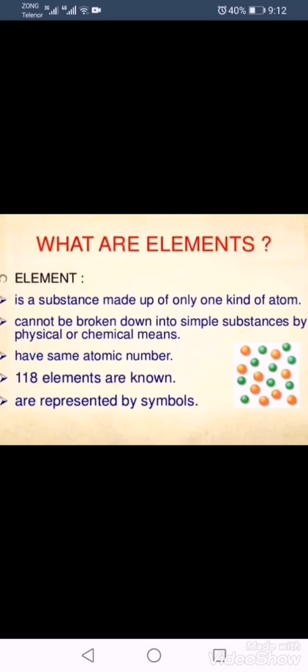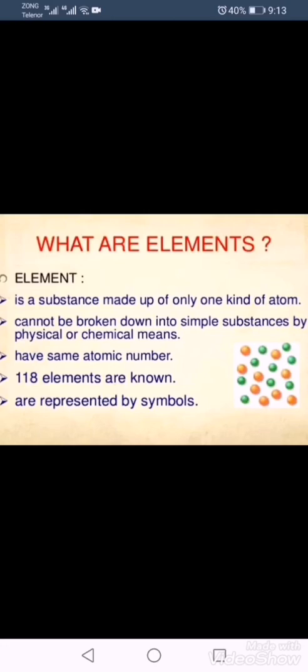But no amount of chemical treatment will split hydrogen or oxygen into simpler substances. Hydrogen is always present and oxygen is also always present; we cannot convert hydrogen into oxygen and cannot convert oxygen into hydrogen. It is always present in its original form. There are 118 known elements, and they are represented by a symbol.